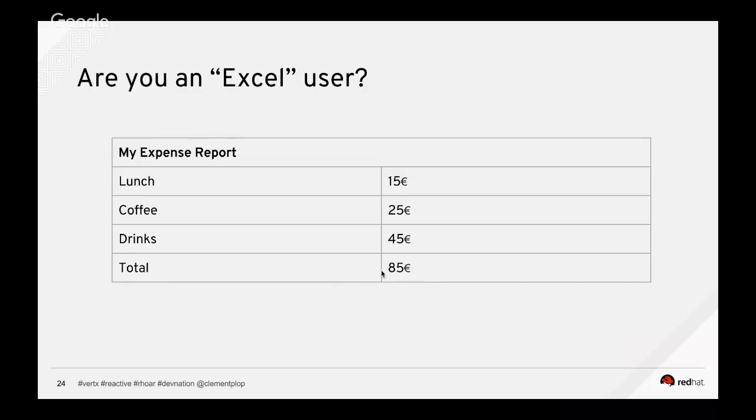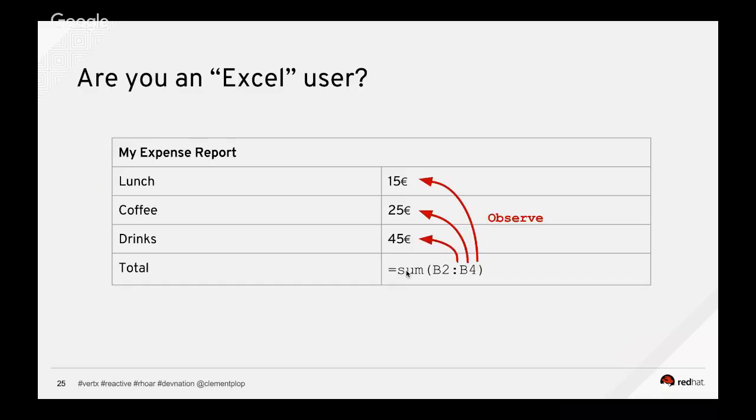But if you're an Excel user, you know that this is actually a formula that is expressed in terms of the other cells. Right? So there is an observation. As soon as one of these cells changes, these cells observe the change and recompute the new value.